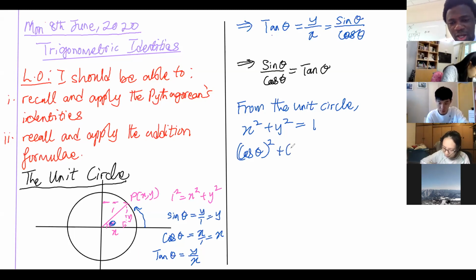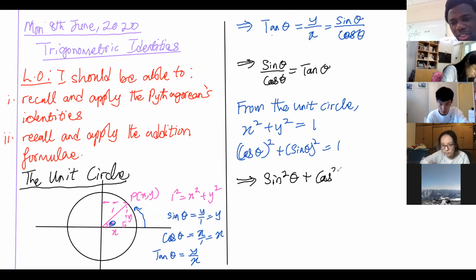Y is sine. So here comes another identity, which implies that sine squared theta plus cos squared theta, it doesn't matter which comes first, we just write sine first, is equal to 1.